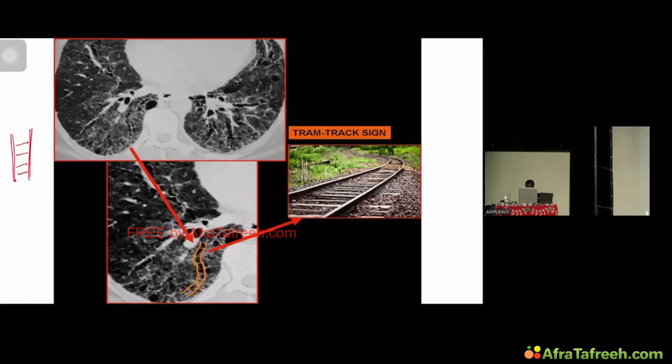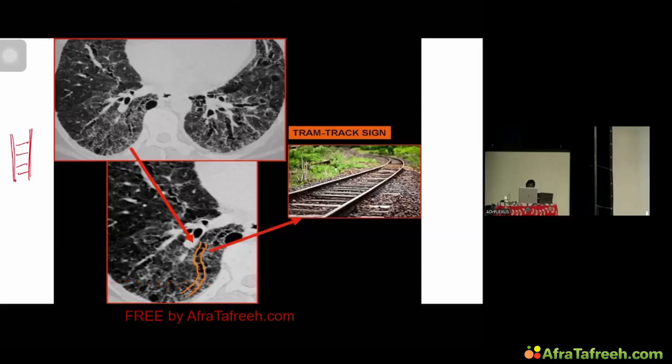In the retina, where do you get the tomato splash appearance? CMV. Okay, spaghetti sign you can get in broken or displaced breast implants. Okay, there you will get the spaghetti sign.